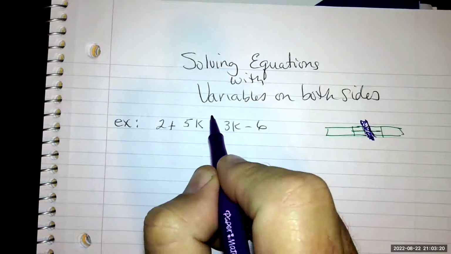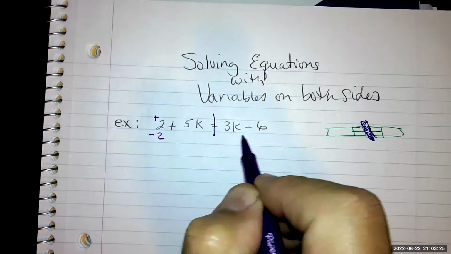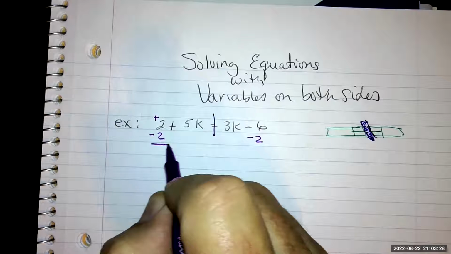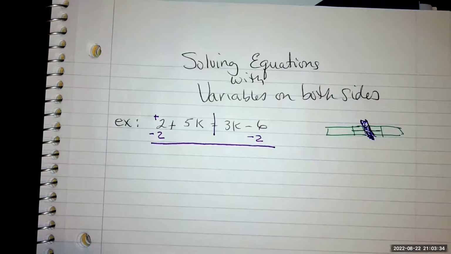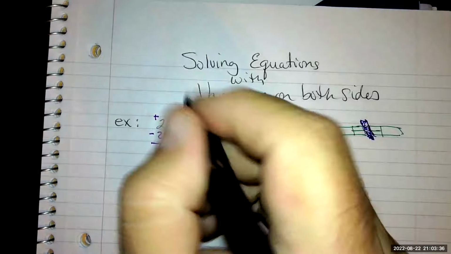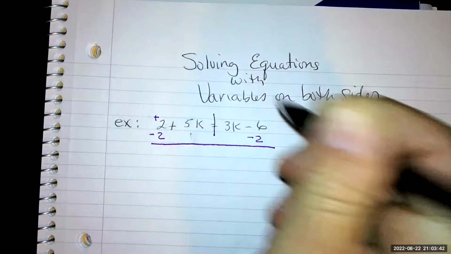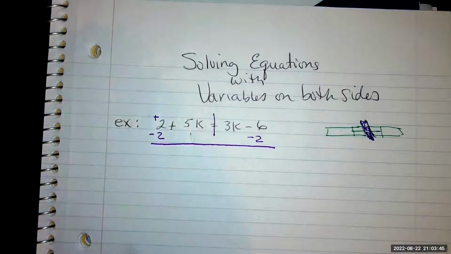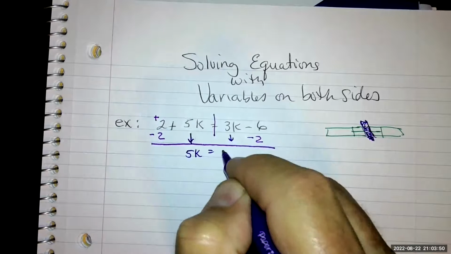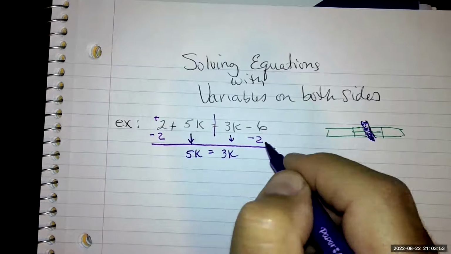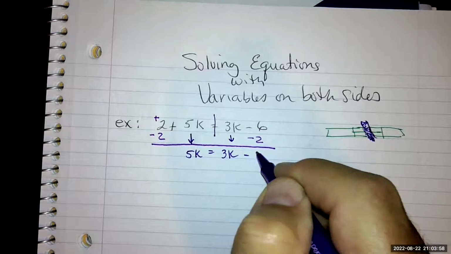So here's the equal sign. Remember, here's the net right there. All right, so this is a positive 2. So I want to subtract 2 from both sides. All right, so once I do that, this becomes a 0 pair. I bring down the 5K. Bring down the 3K. And then -6 and a -2. Remember, if two negatives, that means you add them, but the sign's negative, so it's minus 8.